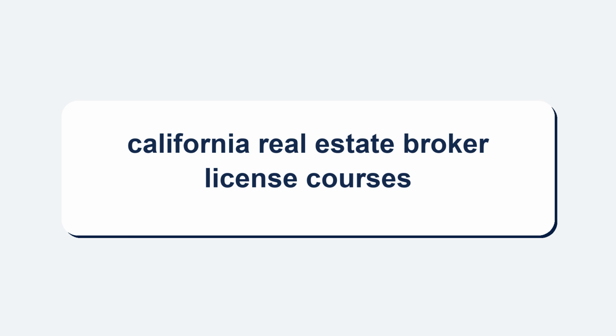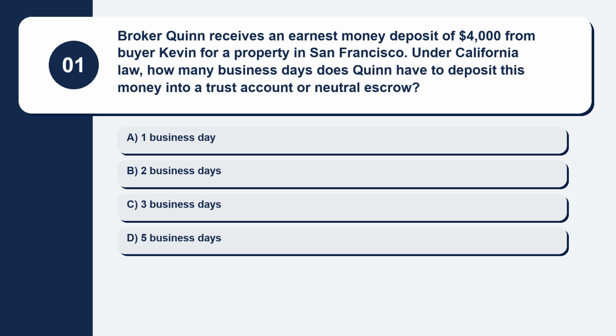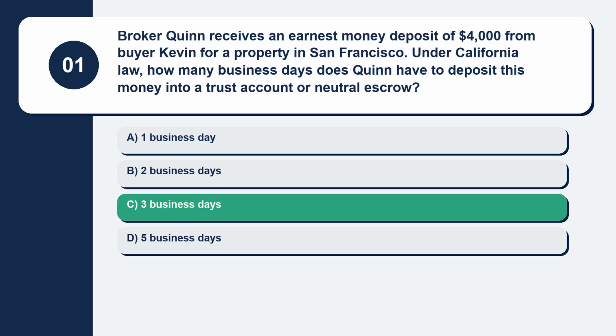Let's begin. Question 1. Broker Quinn receives an earnest money deposit of $4,000 from buyer Kevin for a property in San Francisco. Under California law, how many business days does Quinn have to deposit this money into a trust account or neutral escrow? Here are your options. Option A, 1 business day. Option B, 2 business days. Option C, 3 business days. Option D, 5 business days. The correct answer is option C, 3 business days.